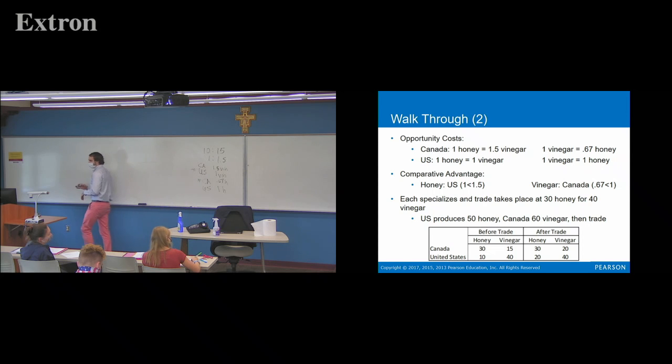So we trade 30 honey for 40 vinegar. Canada will end up with 30 units of honey, 20 units of vinegar. So what they end up with is 5 more units of vinegar and the same amount of honey. Meanwhile, the US ends up with 20 units of honey, 40 units of vinegar. So they end up with 10 more units of honey, same with vinegar.